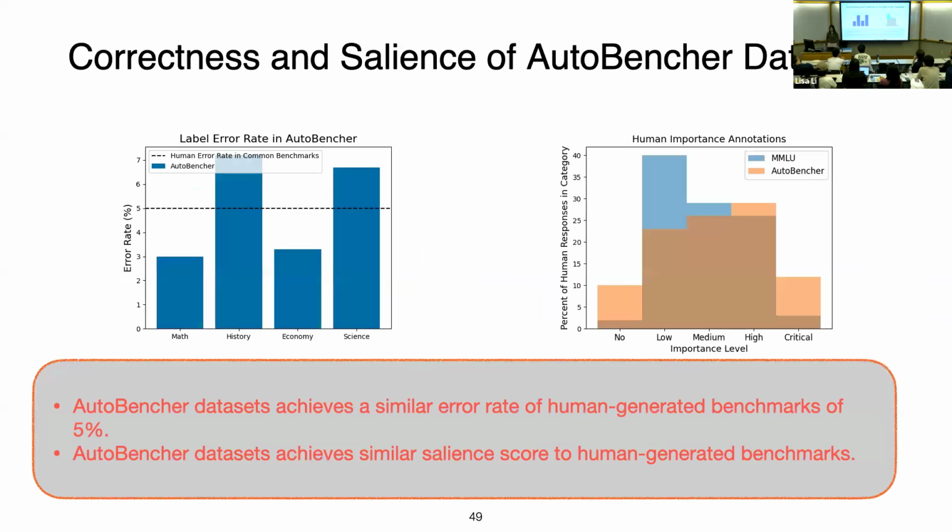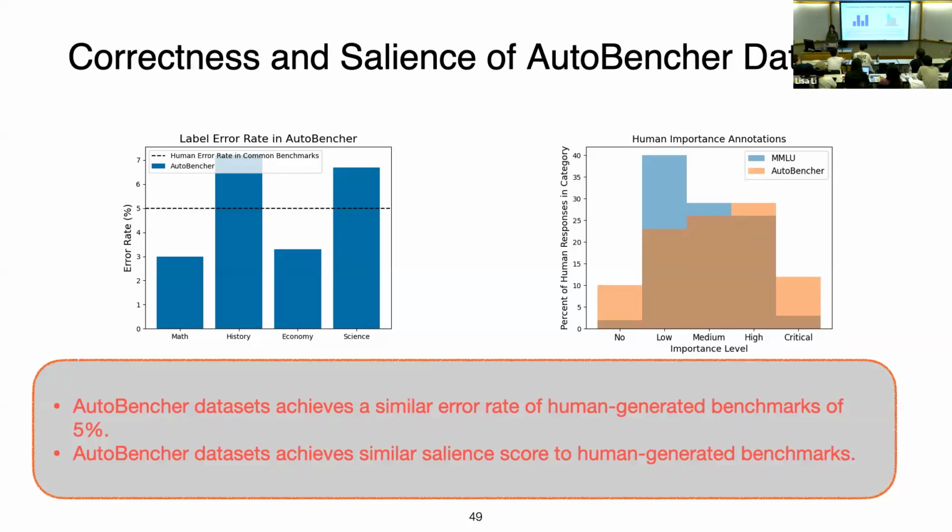I guess one concern about this model generated data set is their correctness and whether the questions they ask are meaningful enough. So previously we mentioned privileged information can improve data set quality by making the answer more correct and by asking more difficult questions. But to further validate this point, we conducted a human study to verify the correctness of the AutoBencher generated data set. So we confirm that this is the error rate in AutoBencher. And on average for a human generated data set, the error rate is around 5%. And we find that AutoBencher is able to achieve a similar overall error rate compared with a human generated benchmark.